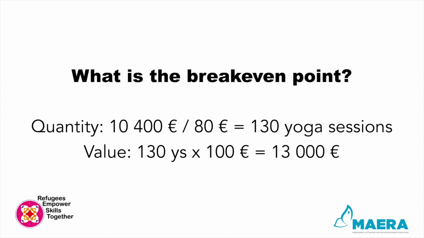This means that we will have the number of yoga sessions we need to deliver in order to have zero profit. For answering this question, we only need to divide fixed costs by the unit contribution margin. We obtain 130 yoga sessions. This means that if we deliver fewer than 130 yoga sessions, we will have a loss. In terms of value, the break-even point is obtained by multiplying the number of yoga sessions in the break-even point by the unit selling price. The amount obtained is €13,000.